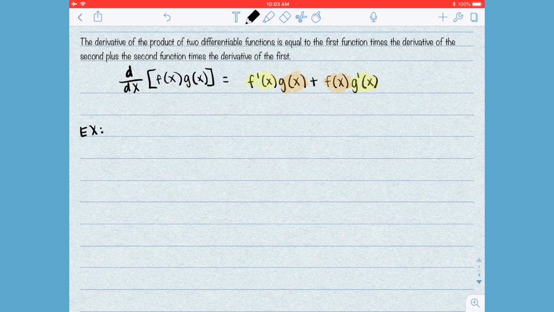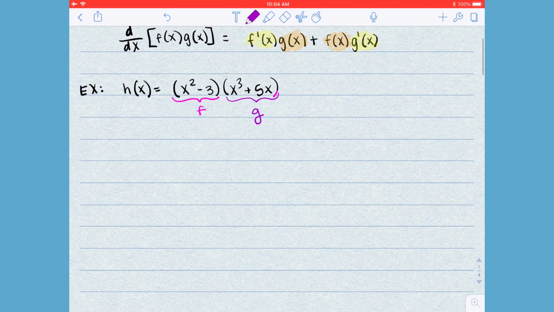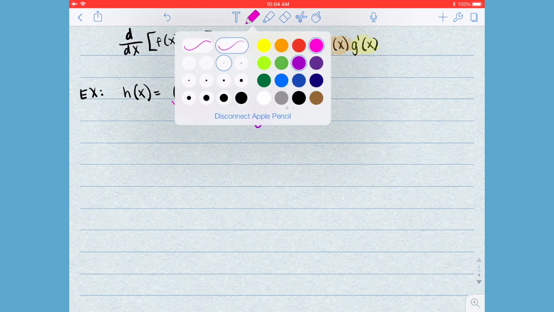Let's say that you have a function, and we're going to call this h of x, and it is equal to x squared minus 3 times x cubed plus 5x. The idea here is that I can identify an f function, so I can call this part my f, and then I can call this part my g. So I have two functions. They are standalone functions, and they're being multiplied together. So I'm going to want to plug these into their respective formulas.